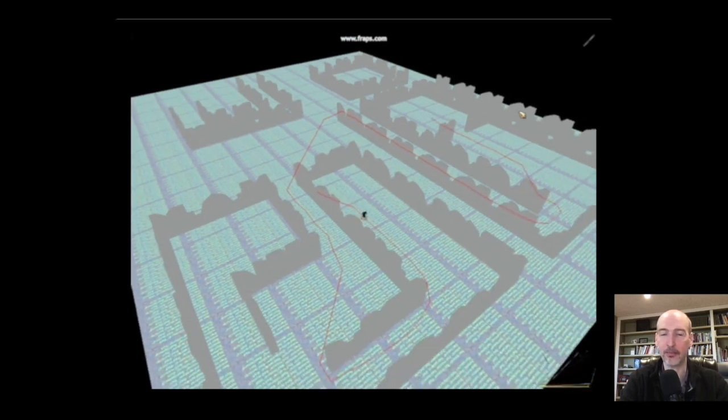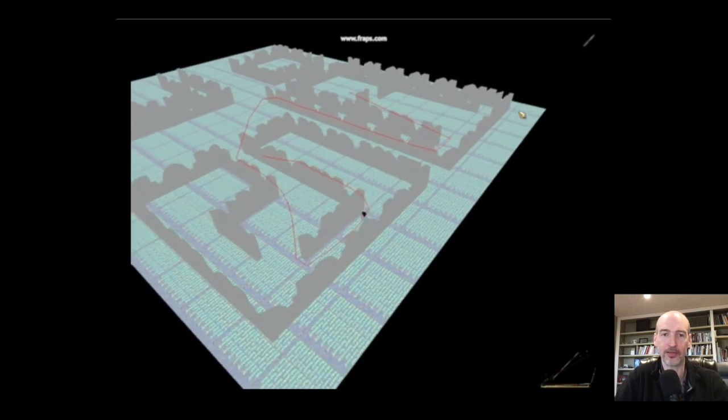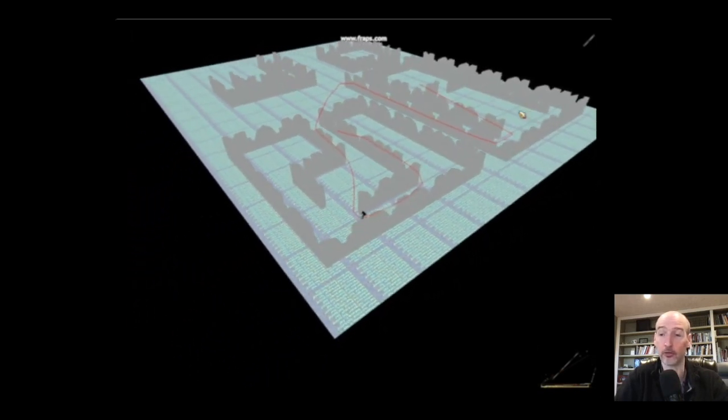So here's the complete path as it's planned using the abstraction. We can see quite a few different angles, 45-degree angles and things like that. But as we continue this process, what we're going to see is that we get to a fairly smooth path at the end.